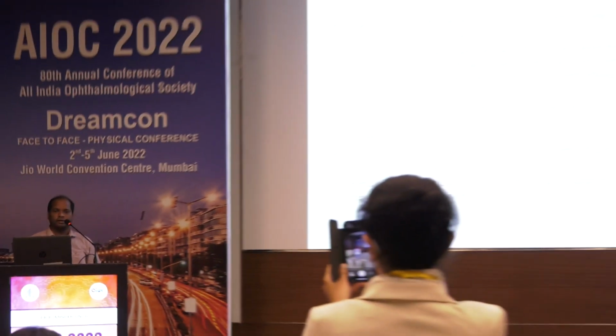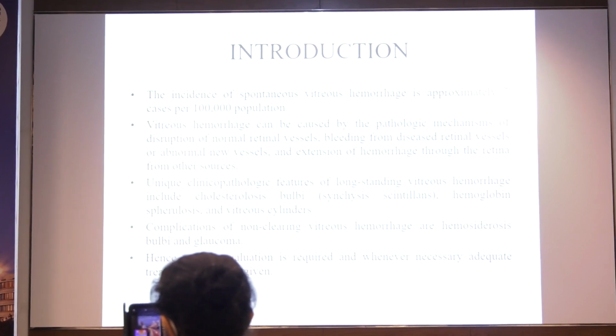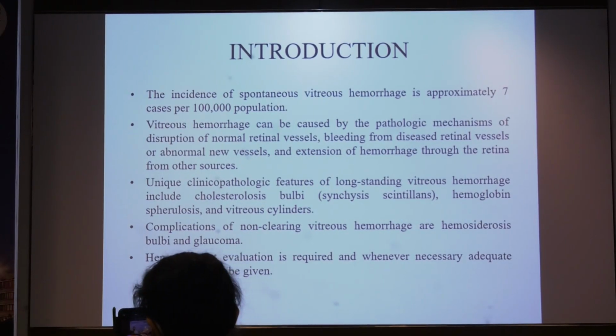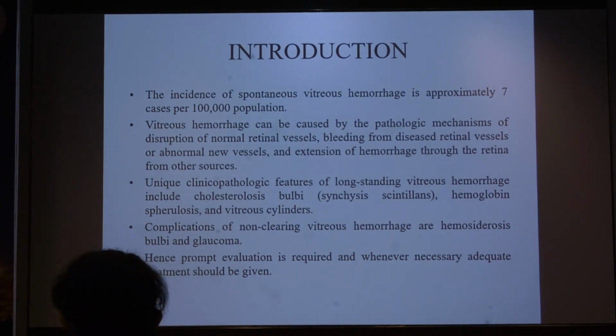Good afternoon, everyone. Today I am going to present vitreous hemorrhage, ultrasonographic and clinical findings comparison. I have no financial disclosure. Introduction. The incidence of spontaneous vitreous hemorrhage is approximately 7 cases per 1 lakh population. It can be caused by pathologic mechanisms of disruption of normal vessels.